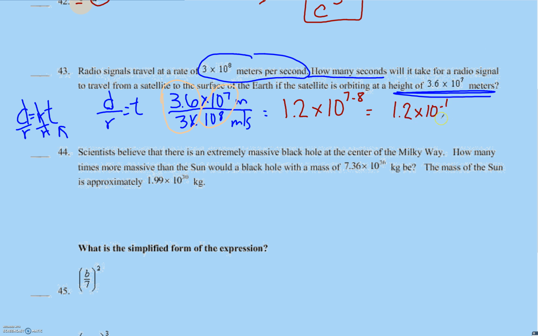negative 1st. And we leave it just like that because in scientific notation, that is what our answer is going to be. Label seconds. One number in front of our decimal. It doesn't matter what our exponent is in scientific notation. What matters is that we have the one number in front of our decimal.